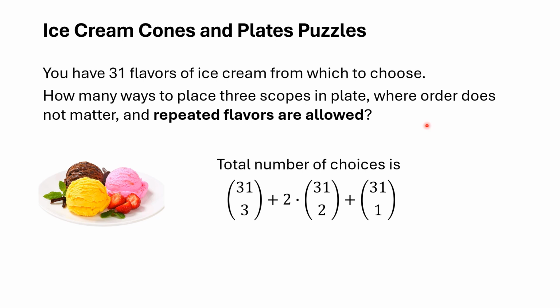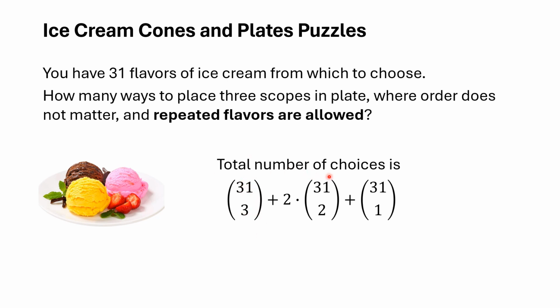So we have another example here. It's almost the same as the last, with one exception. We have the 31 different flavors again, and we want to know how many ways of putting 3 scoops on a plate where order does not matter as before, but we can now repeat flavors if we want. So there's 3 cases. The first case we already computed. That's when you are not allowed to repeat. So you have 3 different flavors, and that's 31 choose 3.